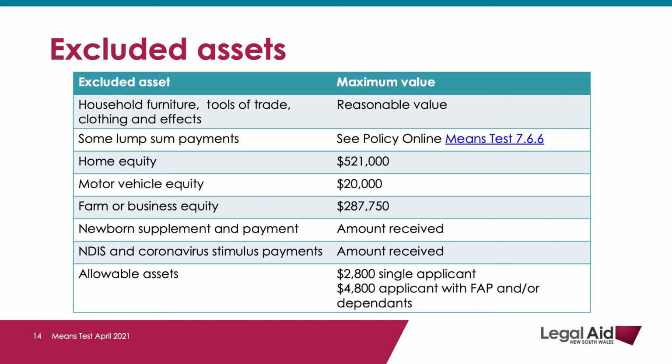There are some instances where we treat lump sum payments as income, such as some workers' compensation or insurance payouts. The details of this policy can be found on Policy Online in Means Test, Chapter 7.7, Assets Test. The allowable assets for a single applicant is $2,800. For an applicant with a financially associated person or dependents, the allowable amount is $4,800.